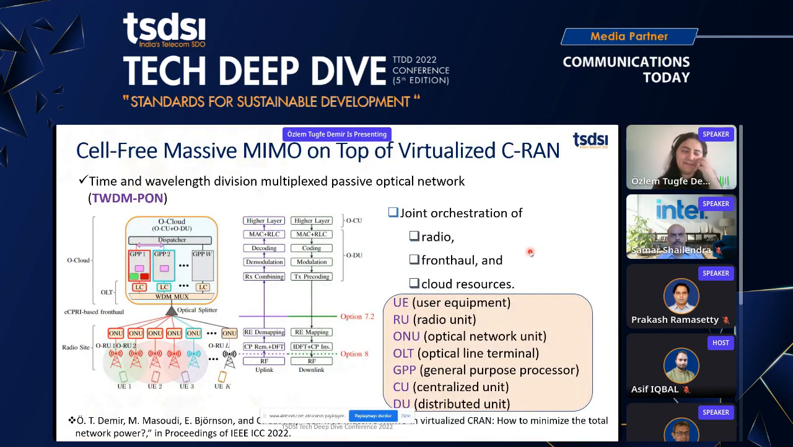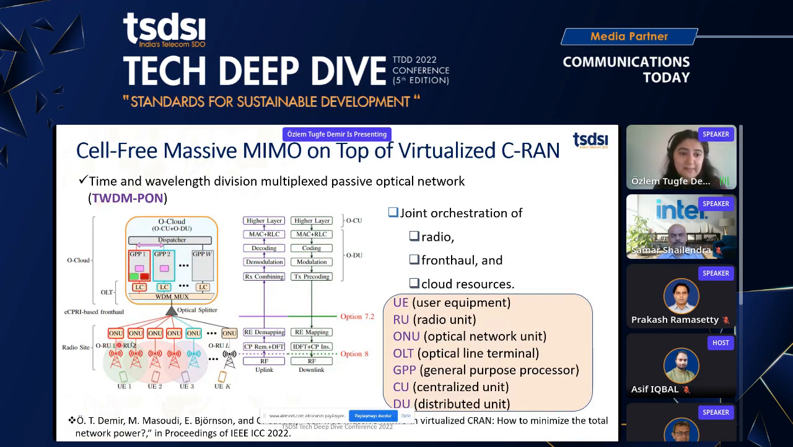And lastly, these were just some high-level introduction of the physical layer aspects. But in this paper, we have looked at the end-to-end network power consumption modeling by not taking into account only the radio side. Here, I'm using the O-RAN terminology. That's the reason the access points are replaced by open radio units, and we are using a time and wavelength division multiplexed passive optical network.